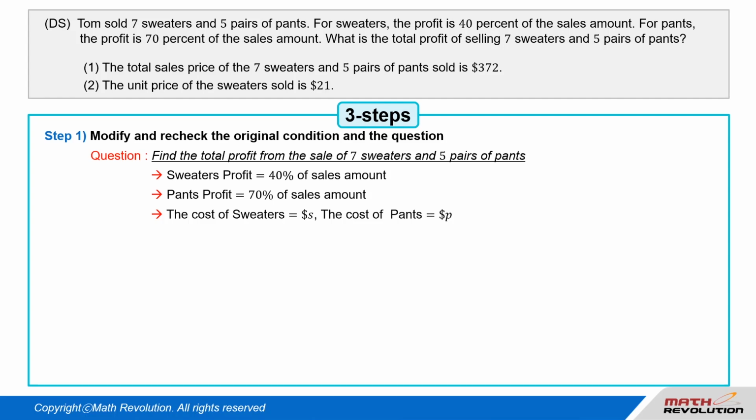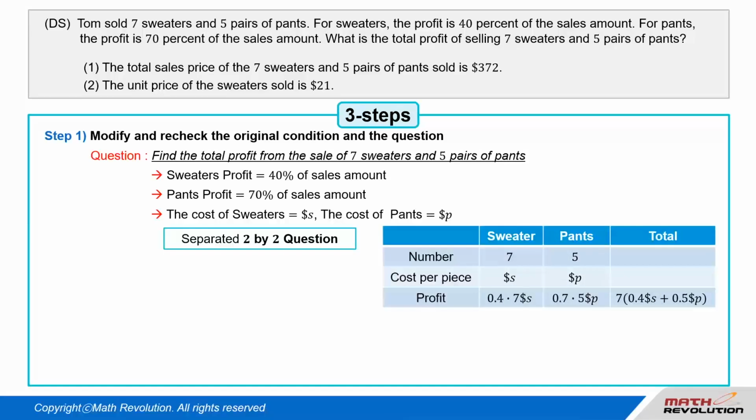This question is currently the most frequently appearing question type on the GMAT math section. We call this a separated 2x2 question. You should always approach this type of question by setting a 2x2 as the default. Here, we will take the cost of sweaters and pants to be $S and $P. Let's first draw a table as below to organize the given variables.